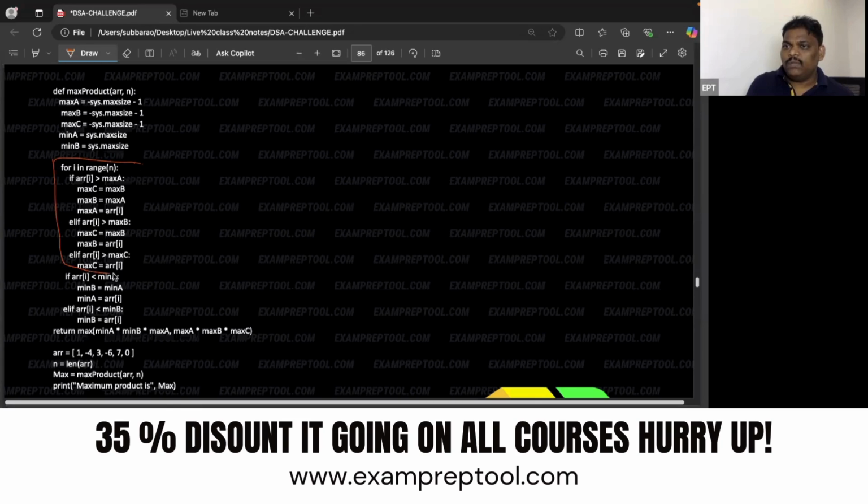Whenever this loop is going on, find out the 3 maximums, and the 2 minimums also find out using if and else. The for loop is one only. There is no requirement of two for loops. One for loop you take. Whenever this for loop is going on, find out the three maximums and two minimums.